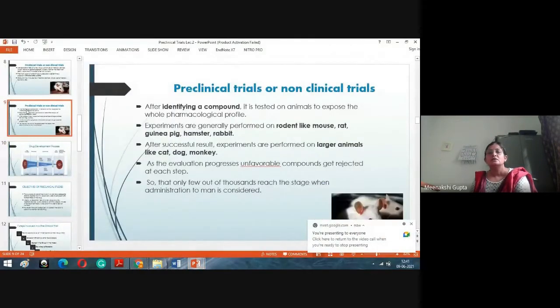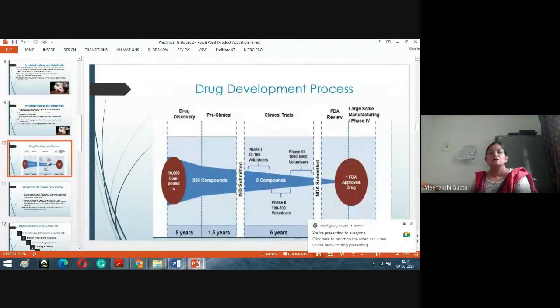So we were discussing the whole drug development process, starting from drug discovery till the drug reaches the market. Very few of the molecules reach the market.